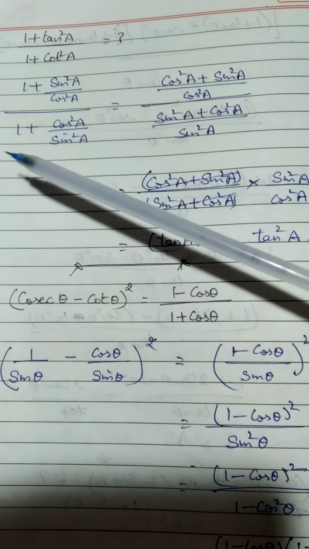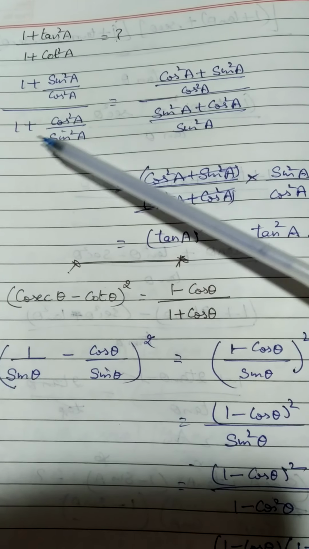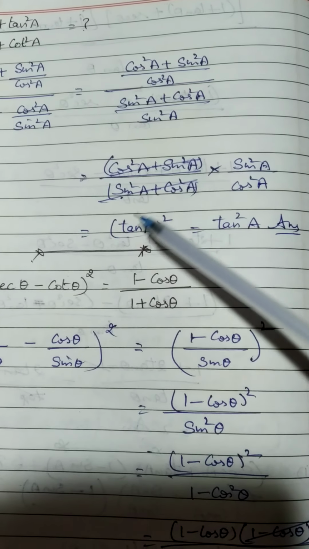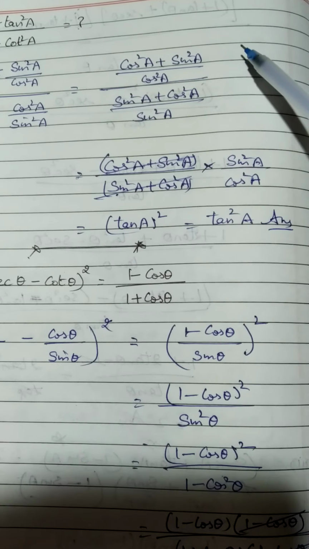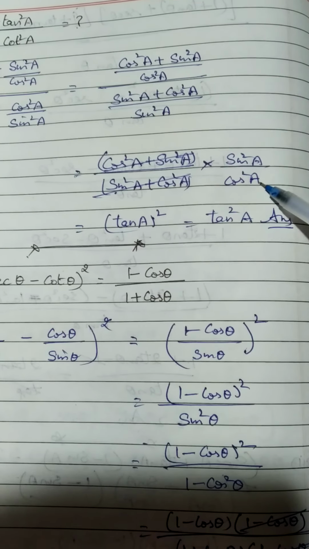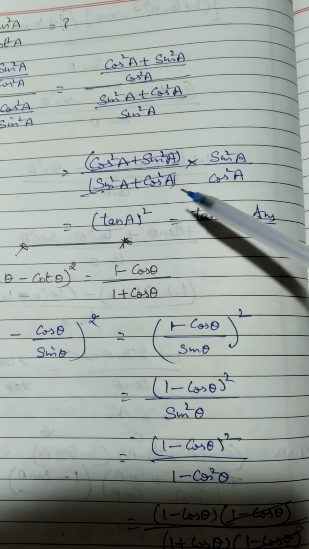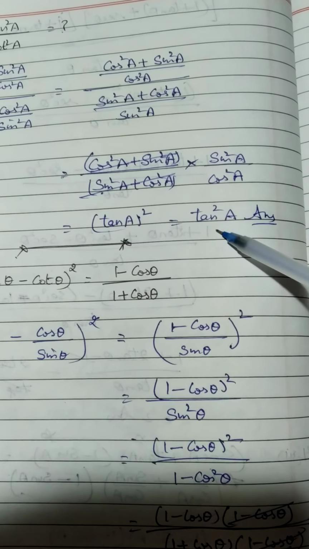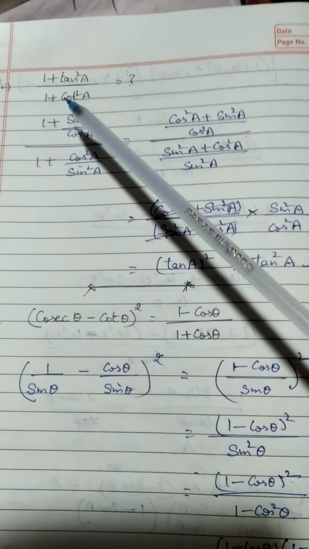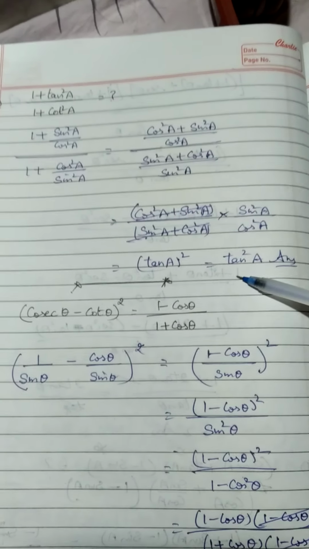And here is the LCM. In the denominator, the LCM is sin square a and we get sin square a plus cos square a. Now it is cos square a plus sin square a upon sin square a plus cos square a. This sin square a will go in the numerator and cos square a will come into the denominator. This cancels and here we get sin square a upon cos square a, that is tan square a. Then 1 plus tan square a upon 1 plus cot square a becomes equal to tan square a.